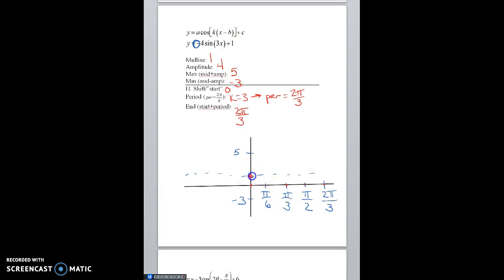Okay, so sine starts at the midline. Because of the negative sign out front, it's going to go down first, so it's going to reach a minimum at pi over 6, a quarter of the way through the period. Halfway through the period is back at the midline. 3/4 of the way through the period, we're at a maximum. And then at the end of the period, we're back at the midline. So you get a graph that looks like this.